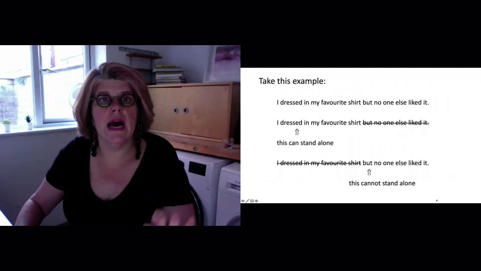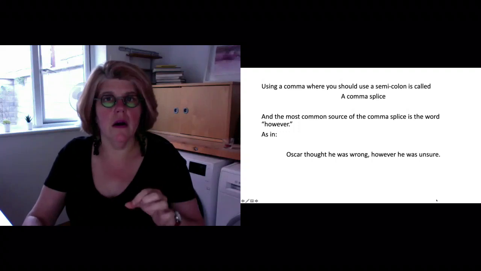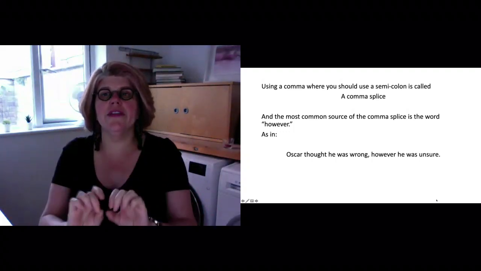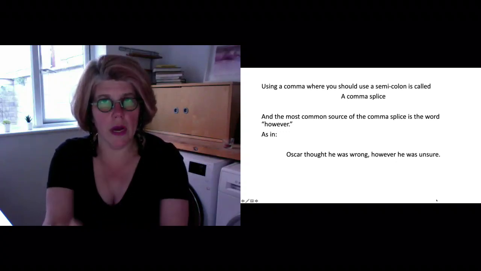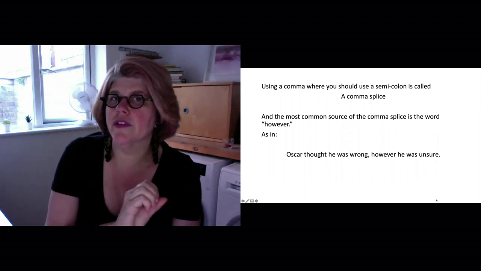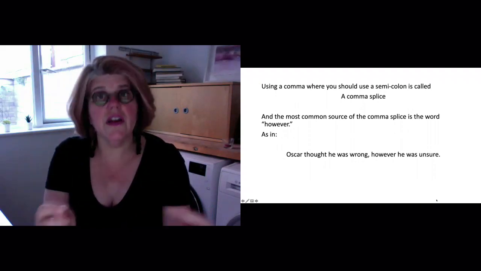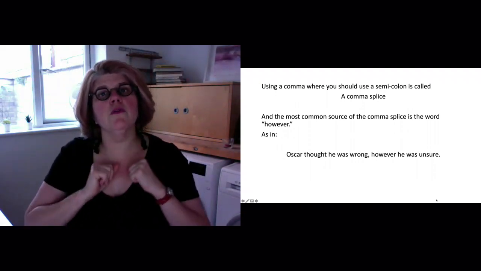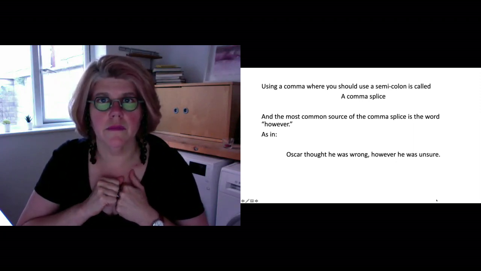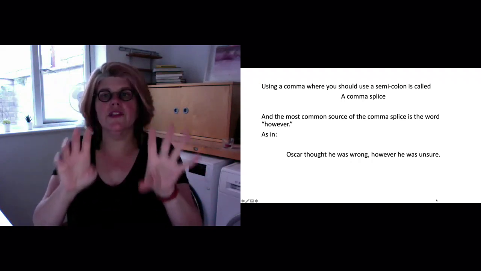Okay, now we come back to the comma splice. Using a comma where you should use a semicolon is called a comma splice. And this is the single most common way of confusing where to use the semicolon. This is ironic because it means that the most common mistake people make with the semicolon is not using the semicolon. The most common source of the comma splice is the word "however."